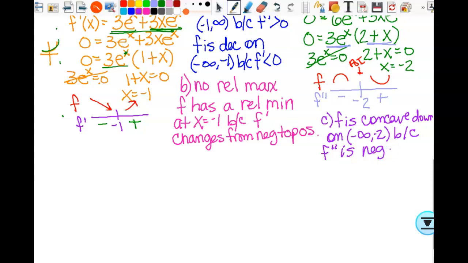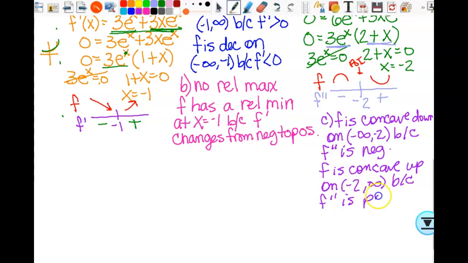See, that time I wrote is, so I just, whatever. My brain doesn't even do the same thing every time. Then F is concave up on negative 2 to infinity, because F double prime is what? Positive. Are we done? No, because we were asked for a whole bunch of things. So we still have to do the points of inflection, right?